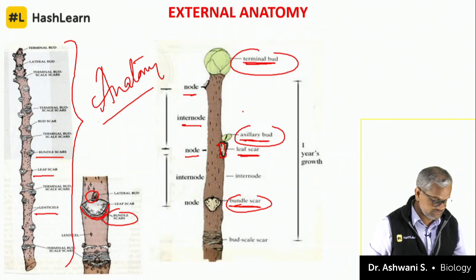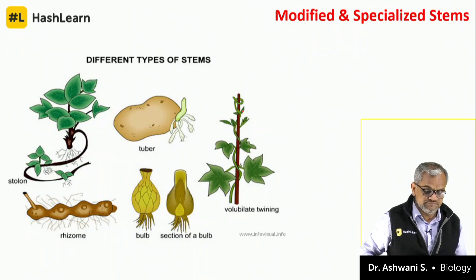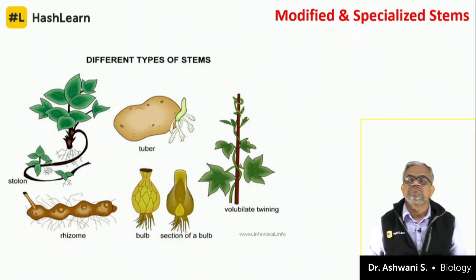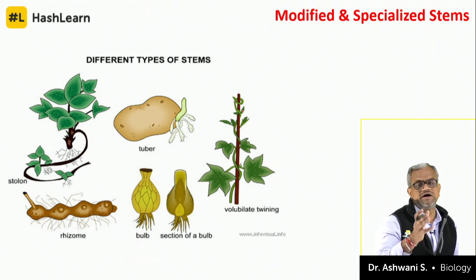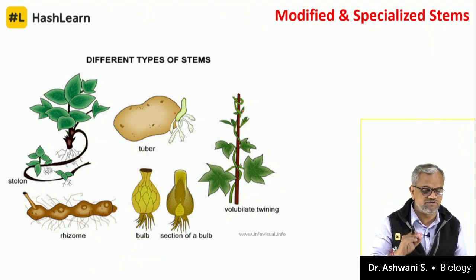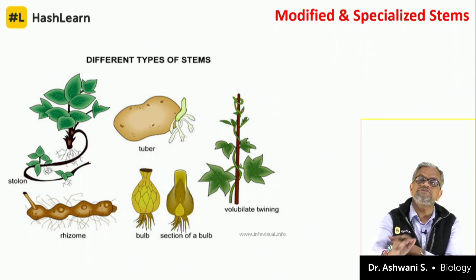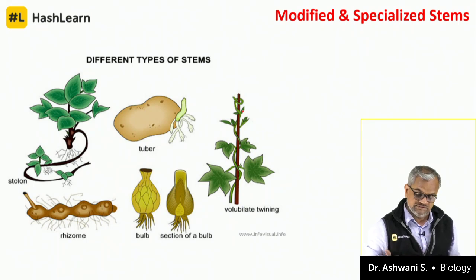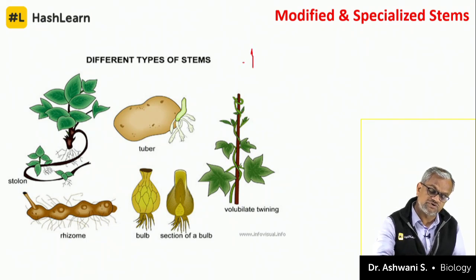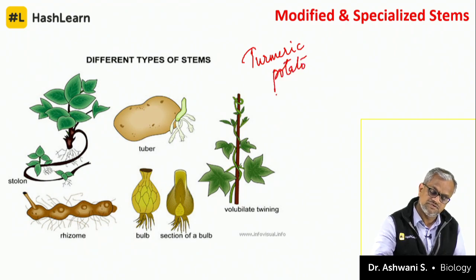I have taken this. The question will hardly be asked from there, but the question will be asked from here very specifically, that is modifications of the stem. Most of us have this confusion. Sir, what is turmeric? Sir, what is potato? Sir, what is onion? Sir, what is shunti? Ginger.